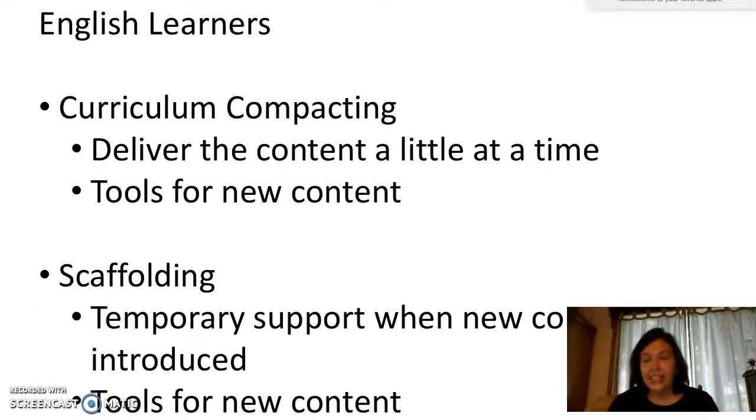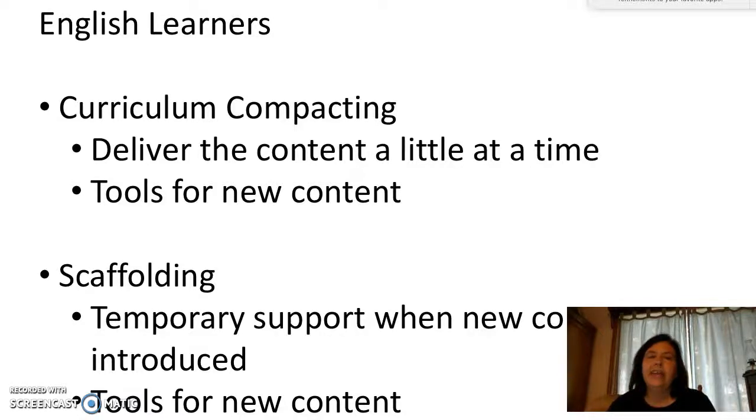Two strategies that may be helpful for differentiating learning for English learners. One, curriculum compacting. This is unboxing the curriculum or delivering the content a little bit at a time. It may be helpful for these student learners to have tools for embracing new content. We visited about a few of these, but technology can be really helpful.